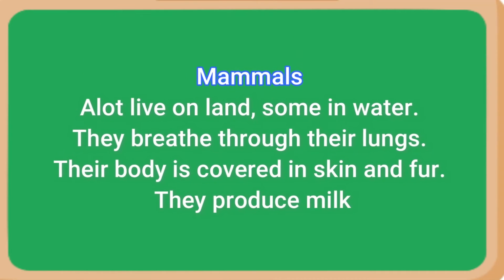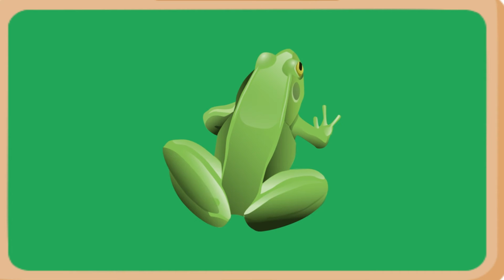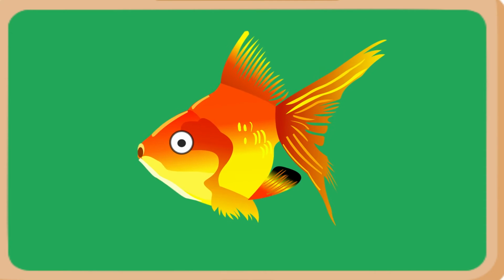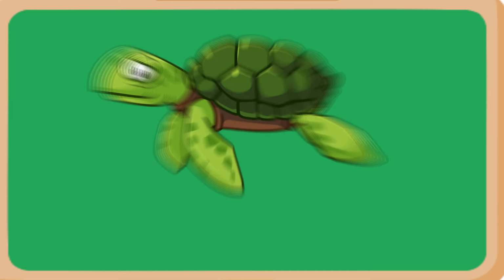Lastly, we have mammals. A lot live on land and some in water. They breathe through their lungs and their body is covered in skin and fur. They can also produce milk. Examples of these vertebrate animals: in amphibians we have frog, in fish we have goldfish, in mammals we have dog, in reptiles we have the turtles, and in birds we have parrot.